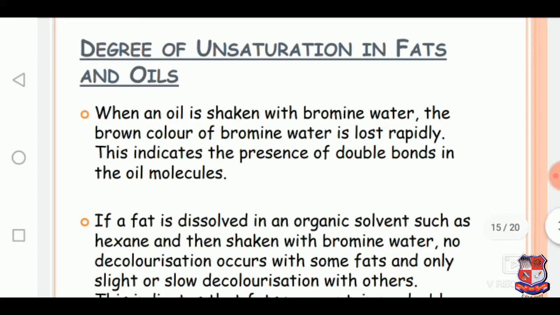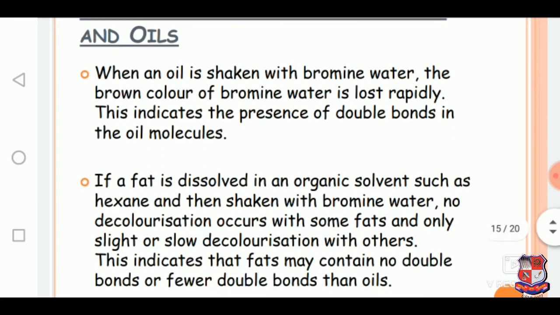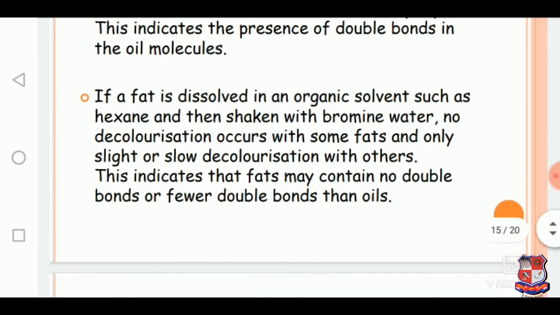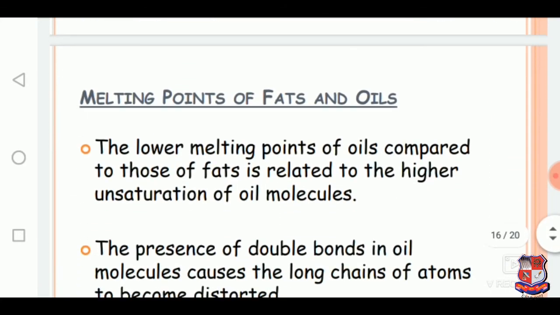Degree of unsaturation in fats and oils. When an oil is shaken with bromine water, the brown color of bromine is lost rapidly. This indicates the presence of double bonds in the oil molecule. This is a test for unsaturation. If a fat is dissolved in an organic solvent such as hexane and then shaken with bromine water, no decoloration occurs with some fats, and only slight or slow decoloration with others. This indicates that the fats may contain no double bonds or fewer double bonds than oils. This is again an indication of that.